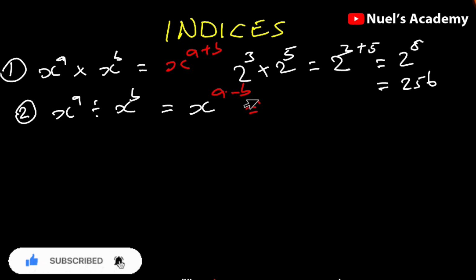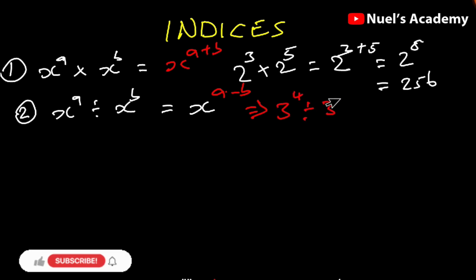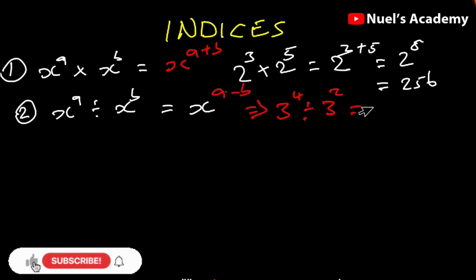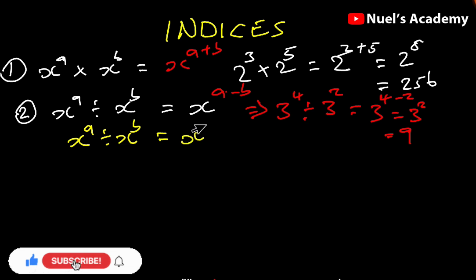For example, if you have 3 to the power of 4 divided by 3 to the power of 2, this is going to be equal to 3 to the power of 4 minus 2. So you have 4 minus 2, which gives 3 to the power of 2, which is equal to 9. You note that x to the power of a divided by x to the power of b can be written as x to the power of a over x to the power of b. So each time you see anything like this, you still apply this operation on it. So let's move to the next one.